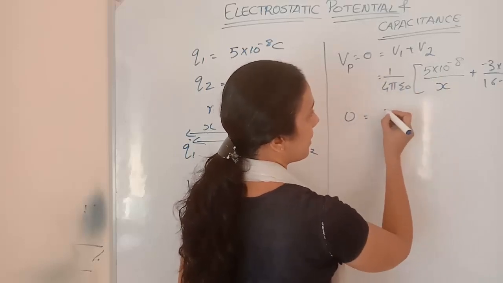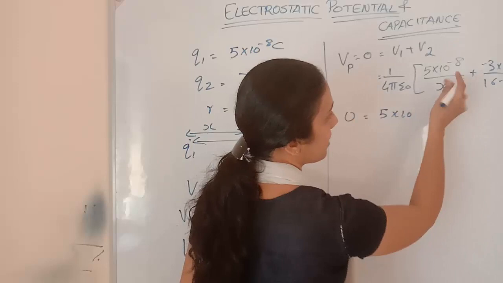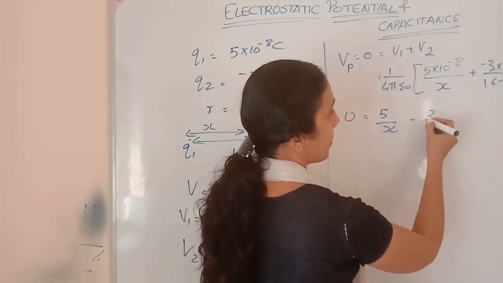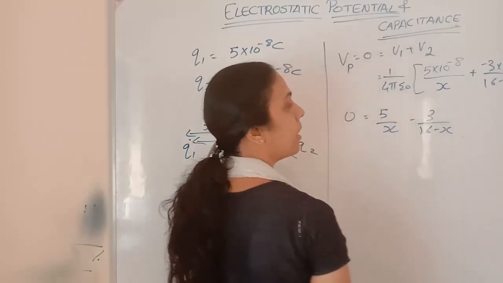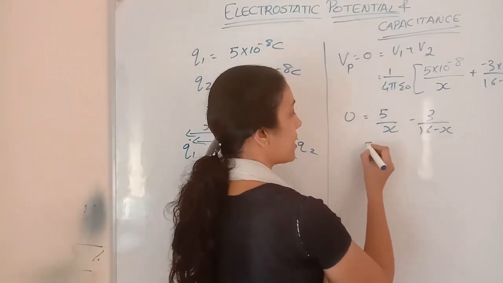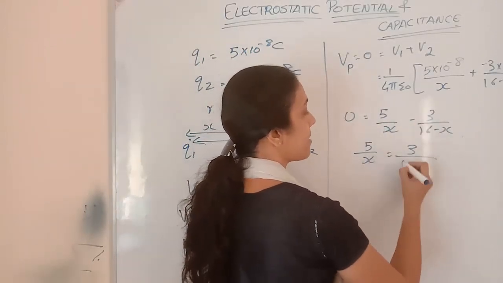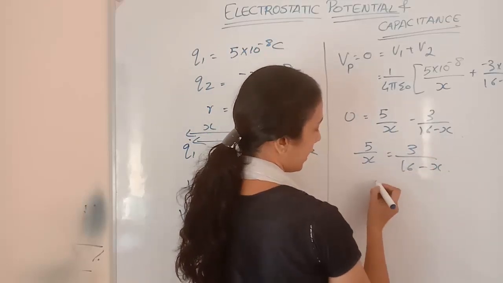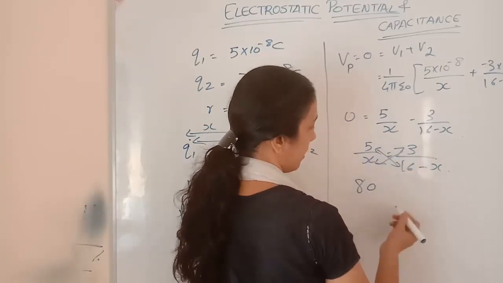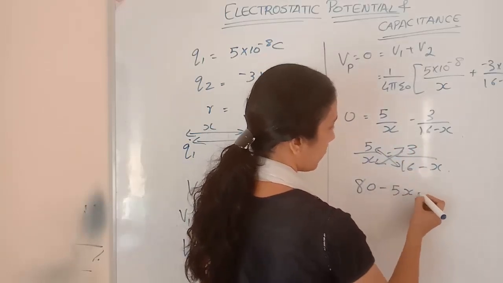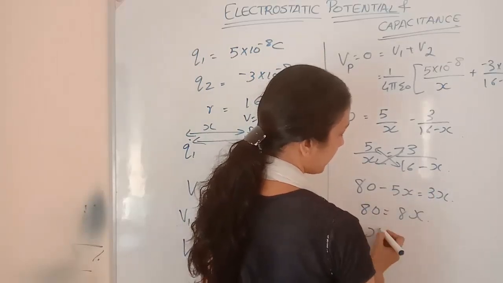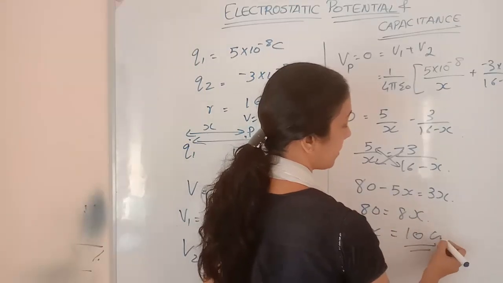So we can consider that 10 to the power minus 8 is also common. That also we can take out, 5 by x minus 3 by 16 minus x. Solving this one, 5 by x equals 3 by 16 minus x. Here we will get, cross multiplying, 80 minus 5x equals 3x. So 80 equals 8x, x equals 10 centimeter.